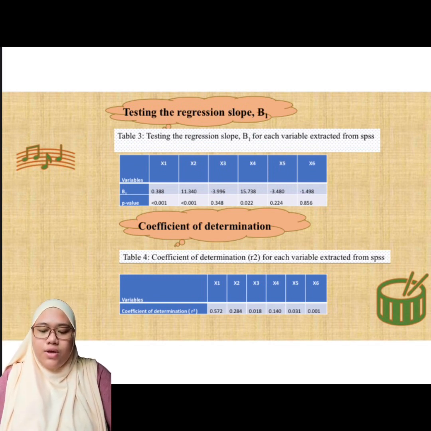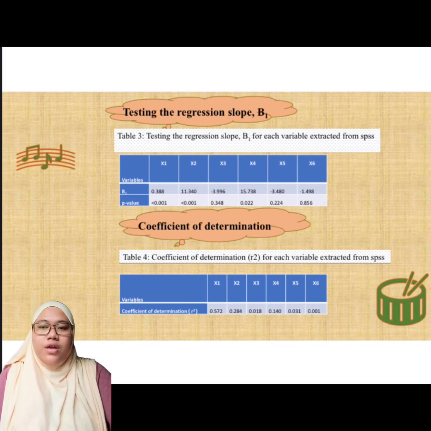Next, 3.4, testing the regression slope beta 1. For x1, x2, x4, it shows reject H null because the p-value is less than 0.05, and for x3, x5, x6, it shows accept H null because the p-value is bigger than 0.05.